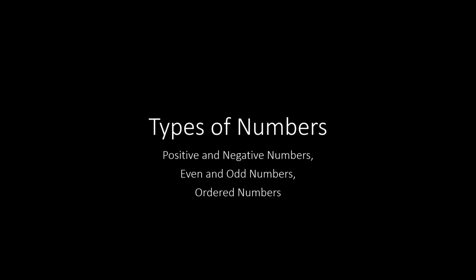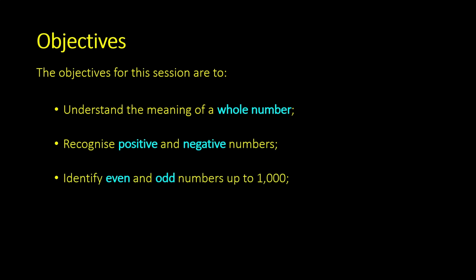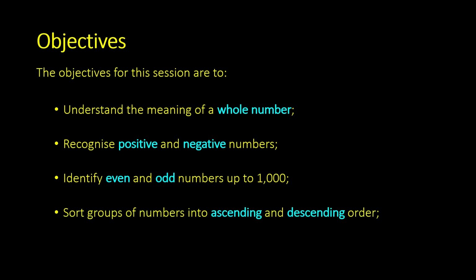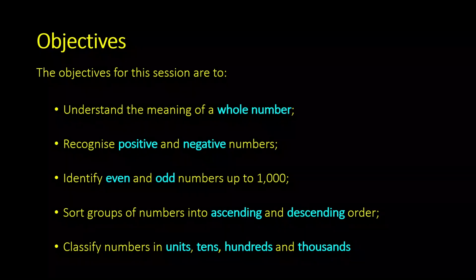Welcome to the session on types of numbers, positive and negative numbers, even and odd numbers, and ordered numbers. The objectives for this session are to understand the meaning of a whole number, recognize positive and negative numbers, identify even and odd numbers up to 1000, sort groups of numbers into ascending and descending order, and classify numbers in units, tens, hundreds, and thousands.